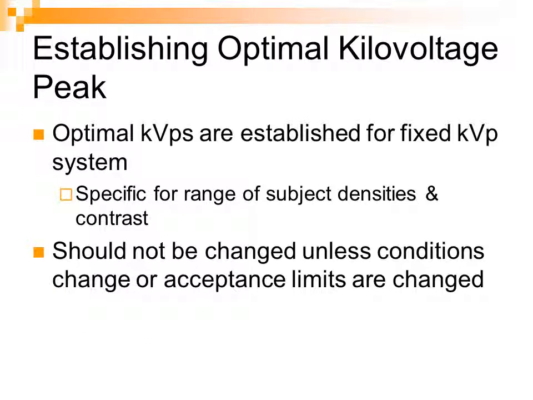Establishing optimal kilovoltage peak. Optimal kVps are established for fixed kVp systems. Specific range for subject densities and contrast. It should not be changed unless conditions change or acceptance limits are changed.